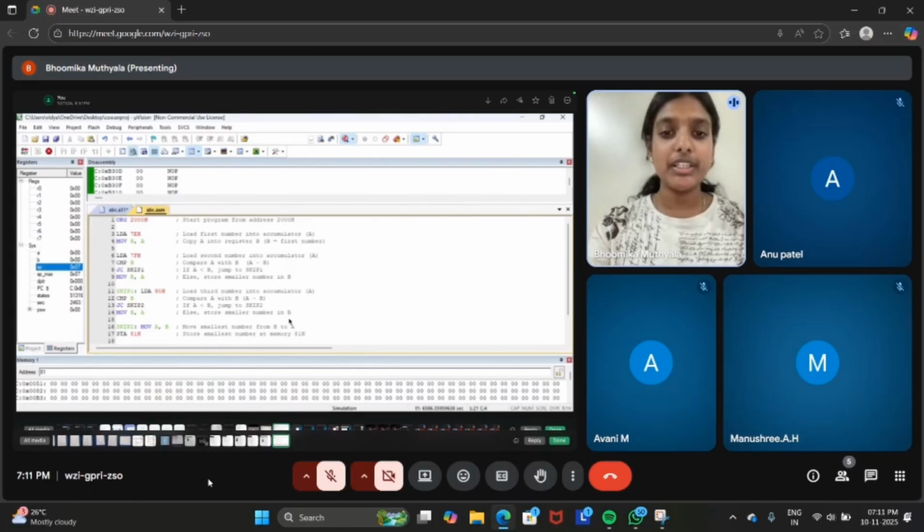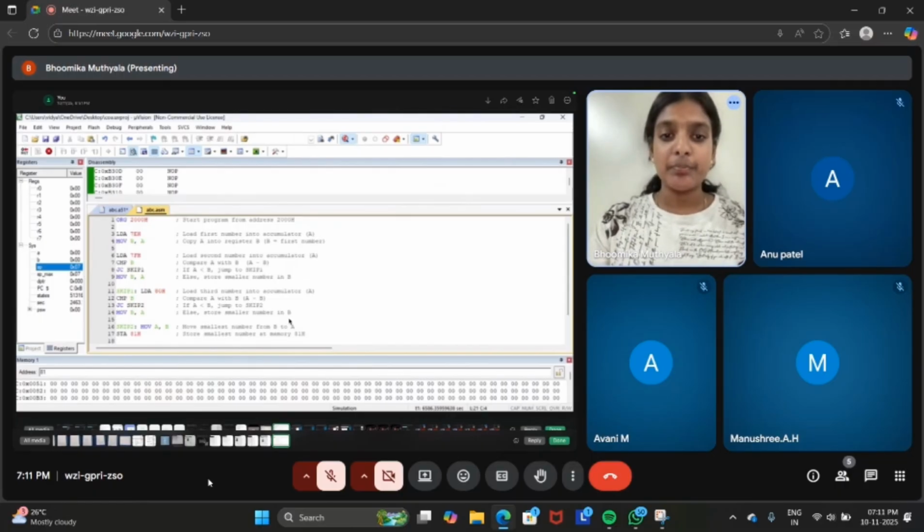Through this experiment, we gained a clear understanding of how the 8085 microprocessor handles comparison and conditional jumps based on the status flags, especially the carry flag. It also shows the importance of using registers like the accumulator and B for storing intermediate results efficiently during the comparison process. This helps in developing a strong foundation for understanding decision control structures.